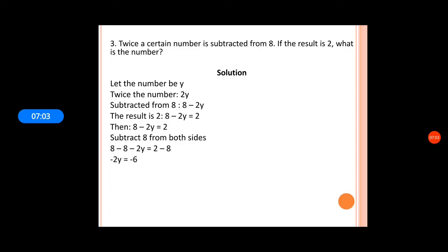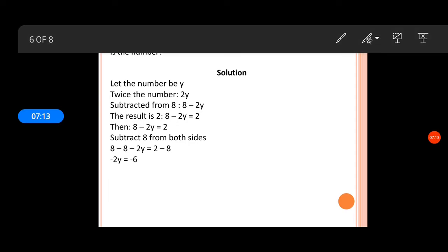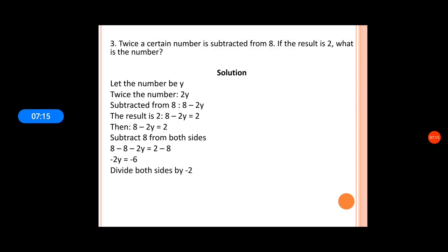Remember, we are looking for the unknown variable, and we have a constant beside the variable. So we have to get rid of that by introducing division. We are going to divide both sides by minus 2. Doing that, we have minus 2y all over minus 2 equals minus 6 all over minus 2. Minus 2 cancels minus 2, so we have y equals 3.